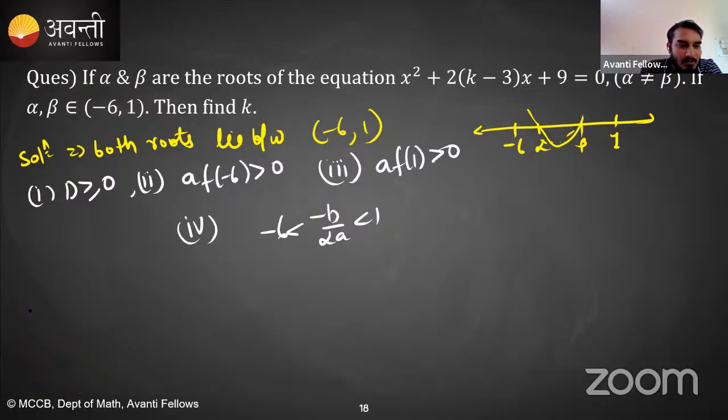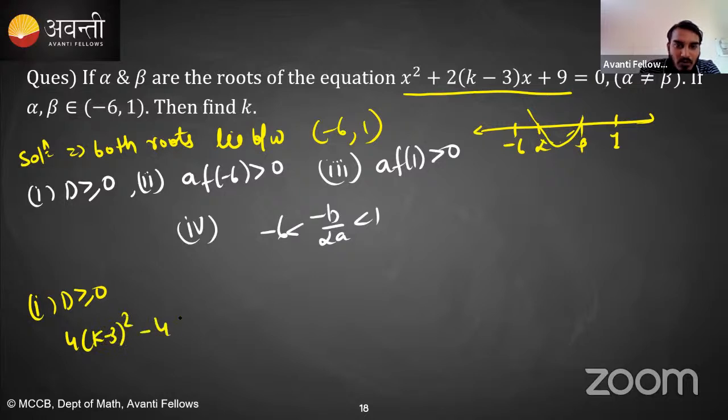So what is the first one? D greater than or equal to 0. The quadratic expression is given, so find D. D is nothing but b square minus 4ac greater than or equal to 0.